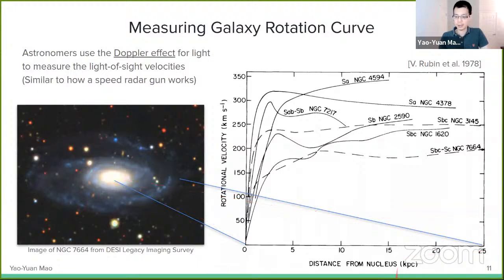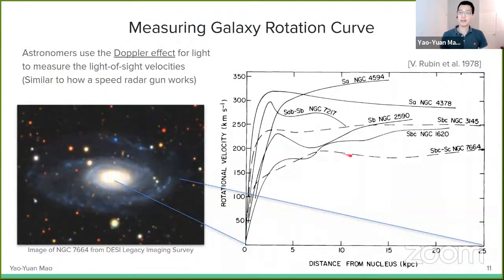25, this is in kiloparsecs, which is about 75 kilolight years, is around here, near the boundary of the galaxy. You can see that the stars are pretty much stationary near the center, and then they become much faster, and then the velocity stays at a fixed value across the galaxy. All the different lines are measurements from different galaxies.